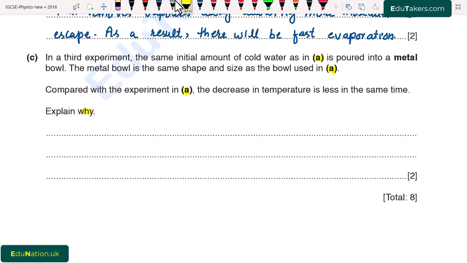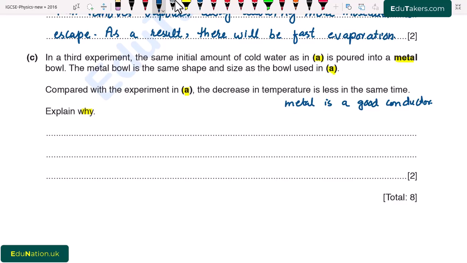So first of all, the bowl is made of metal and metal is a good conductor. I write here, metal is a good conductor. So as the metal is a good conductor, it passes heat to the liquid from the surroundings, causing its temperature to rise.